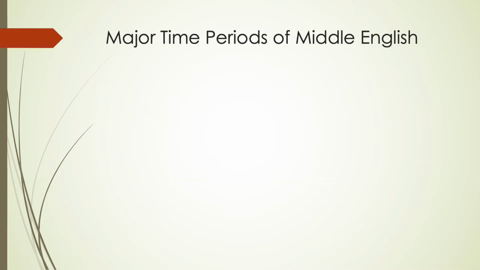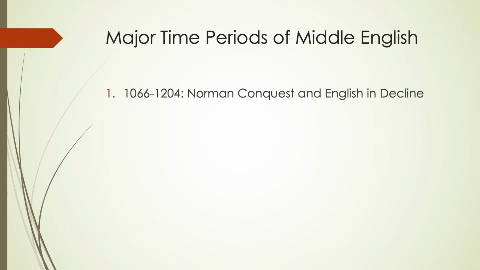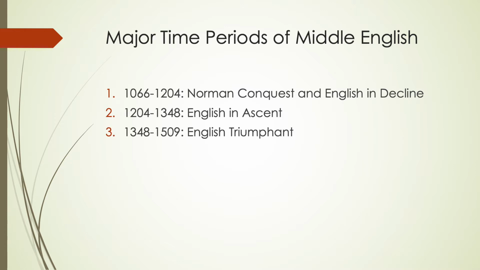So we went over a sort of timeline of some major events in the last lecture, but these are the major time periods of Middle English. There's three that we're going to hone in on and focus on. The first one would be the time of the Norman Conquest and the period of time where English was in decline, where English did not have power. English in Ascent, from 1204 to 1348, we see a rise in the use of English, and then English becoming triumphant. So you can already see that the language aspects are very key to a lot of these major time periods as they're separated in Middle English.